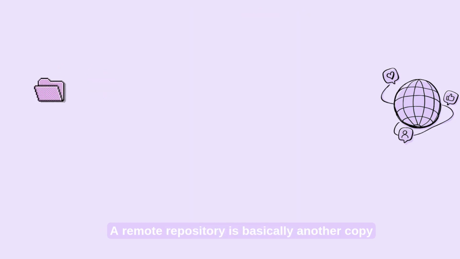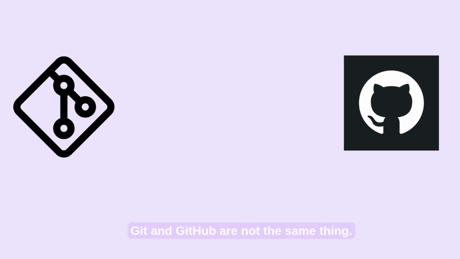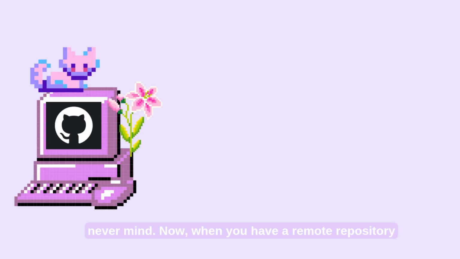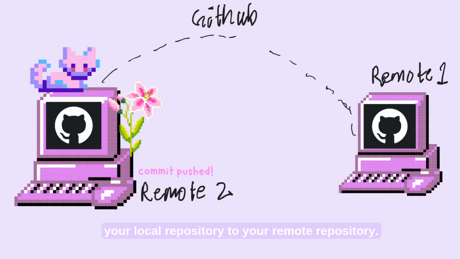A remote repository is basically another copy of the repository that's hosted somewhere else. And this is where something like GitHub becomes useful. Git and GitHub are not the same thing. Now, when you have a remote repository on GitHub, you can push your commits from your local repository to your remote repository, and your friend Sally can get those changes as well.